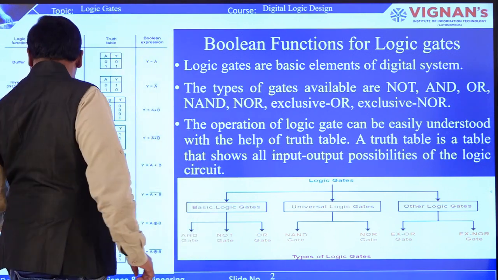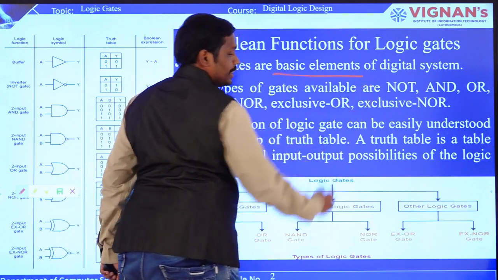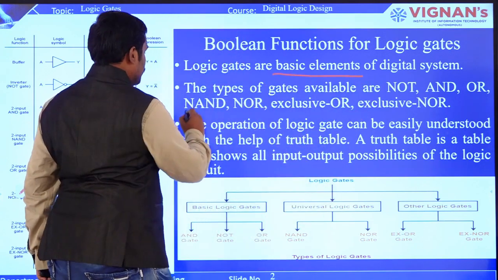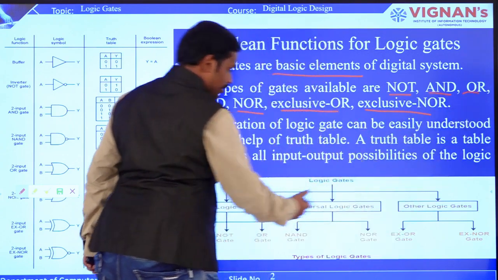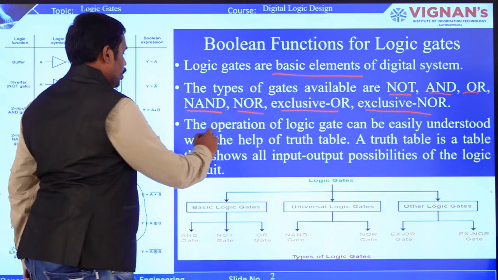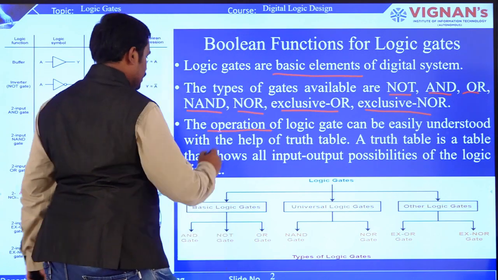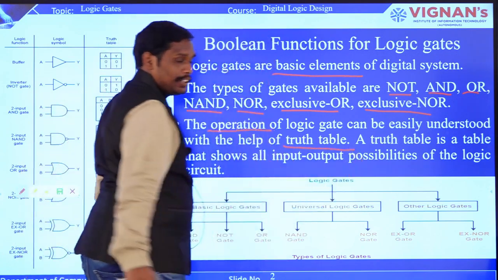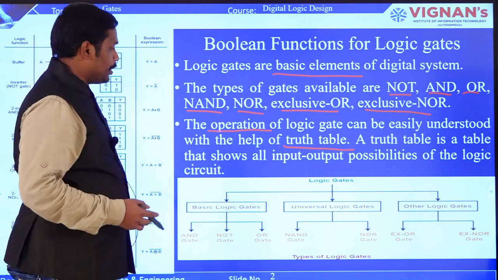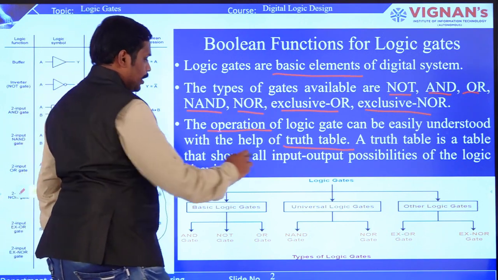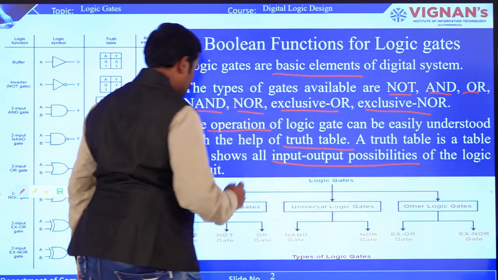So now you can see here, the logic gates are the basic elements of the digital system. And then the types of the gates are exclusive OR, exclusive NOR, NOT, AND, and OR, as we have seen. And the operations of the logic gates can be easily understood with the help of a truth table. As we have seen many truth tables, and we have generated some expressions from the truth table. So it's like input output possibilities are there for the logic circuits.